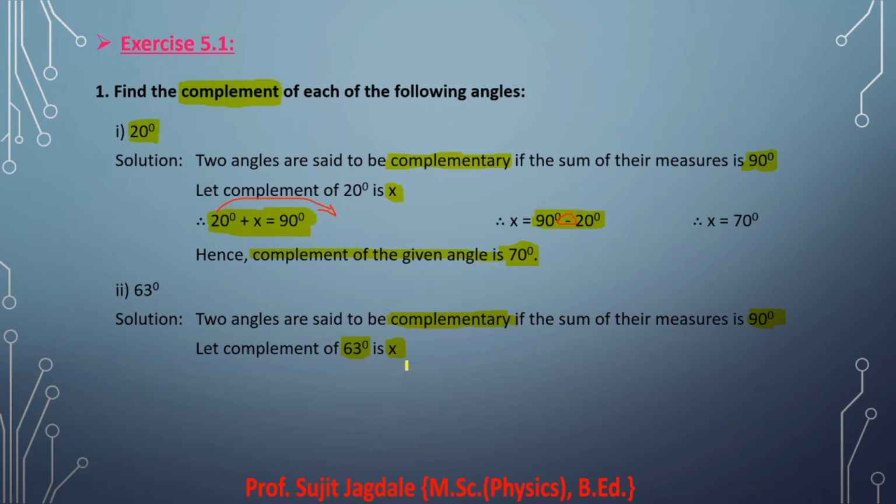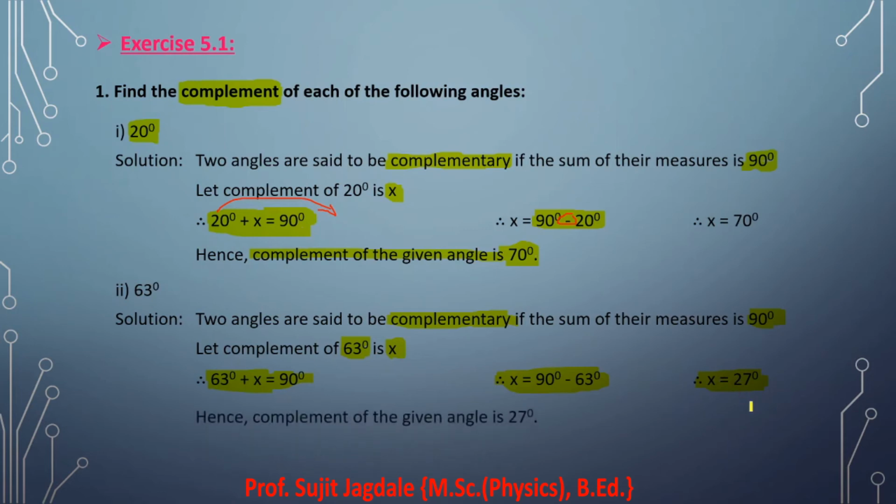Now we are going to consider the addition. That means 63 degrees plus x equals 90 degrees. Again, by transposing 63 degrees to the right hand side, we get x equals 90 degrees minus 63 degrees. Therefore after performing the subtraction, we get 27 degrees. Hence the complement of the given angle is 27 degrees. This is question number 1, where we have to find the complement of each of the following angles.